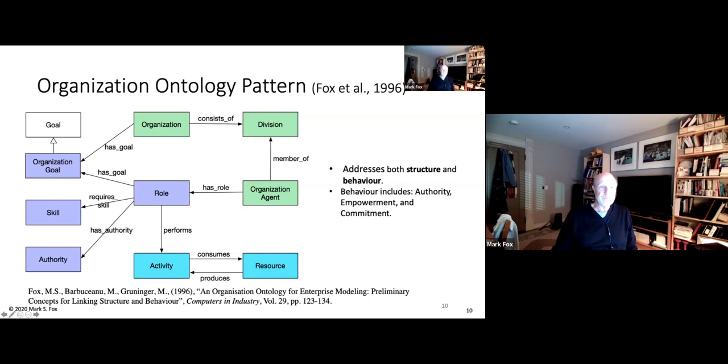But as we can see here, we have an organization that consists of divisions. An organization agent, which could be a person, is a member of a division. That agent has a role in the organization. The role that they play has some goal. It requires skills and has some authority, and the authority is related to the ability to perform activities or authorize the performance of activities by another. In that role, they perform activities, and those activities consume and produce resources. So this ontology addresses both structure and behavior within the organization, and that behavior includes authority, empowerment, and commitment. What it is that agents within the organization are able to do or not able to do, what they have the authority to do, and what they're empowered to do with others.